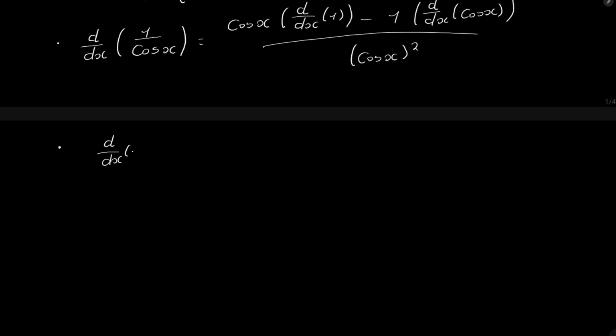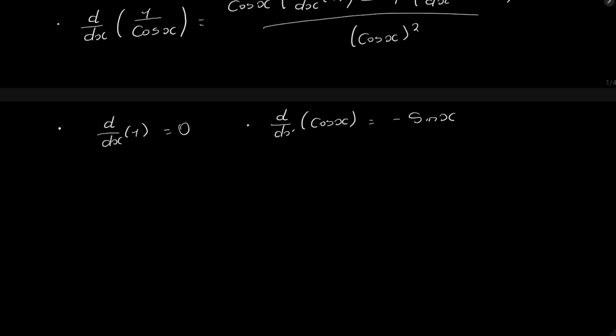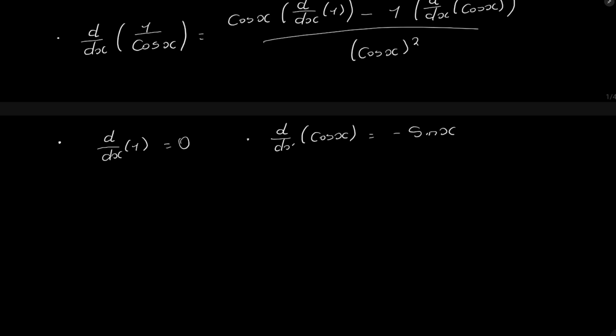Let's start with the first term, d on the x of 1, which is equal to 0. This is recalling our constant rule, which says that the differential of any constant gives us 0. The next term is the derivative with respect to x of cos x, which gives us negative sin x, recalling from the previous video in which we worked on the differential of sin x. The next term is cos x squared, which is cos squared x.